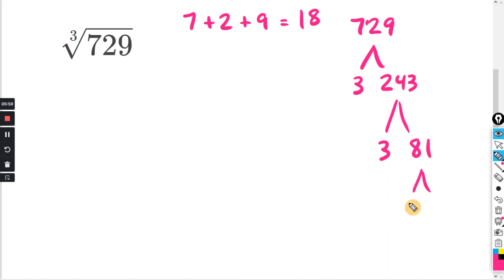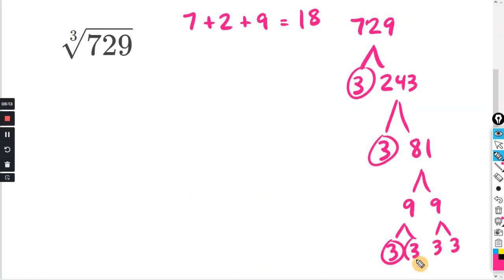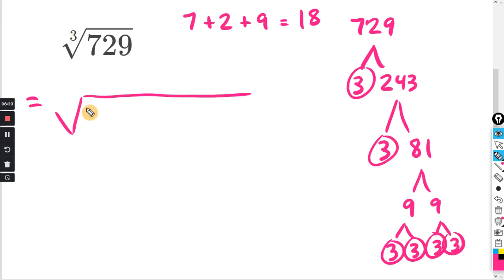81 is the same as 9 times 9. And each 9 is going to be 3 times 3. So we have 1, 2, 3, 4, 5, 6 threes. So we have the cube root of 3 multiplied 6 times.